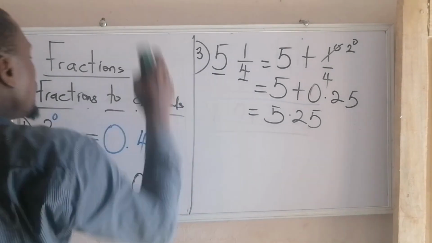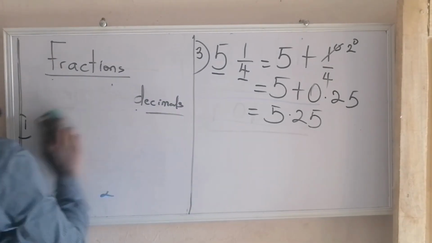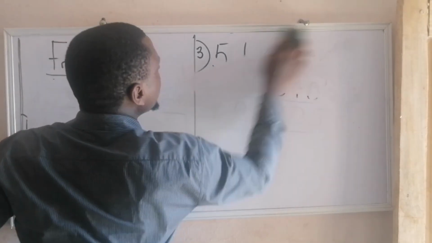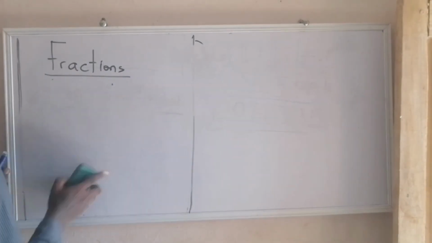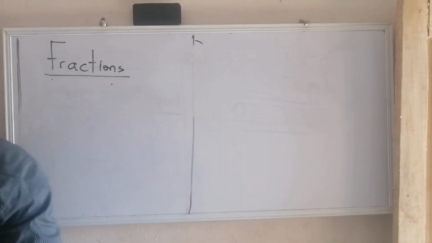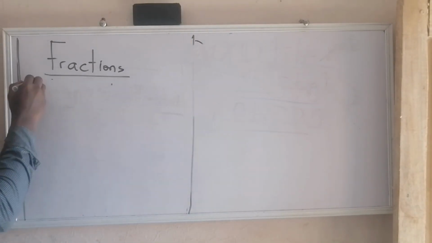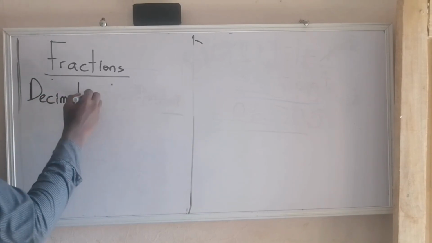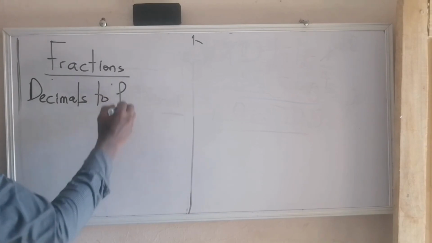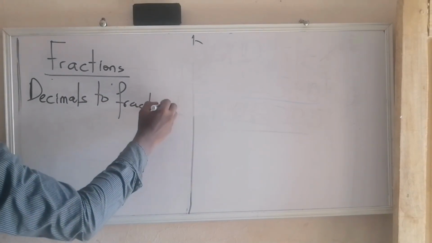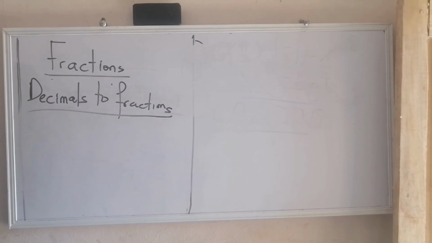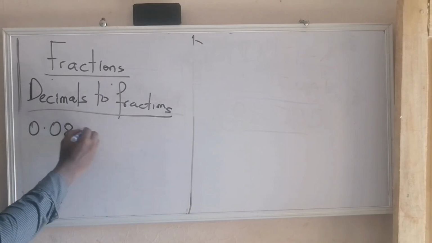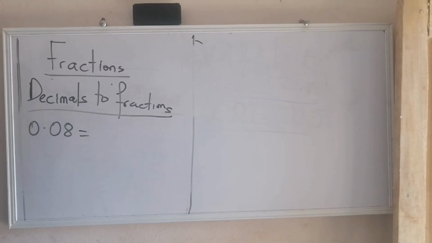Now, let me show you how to move from decimal to fraction. So let's say that you are doing something like this. You are doing decimal to fractions. So how do you do decimals to fractions? If you have something like this, it's 0.08. How do you get this to a fraction? It's very simple. All you need to do is this.